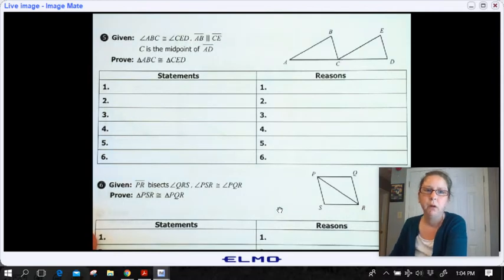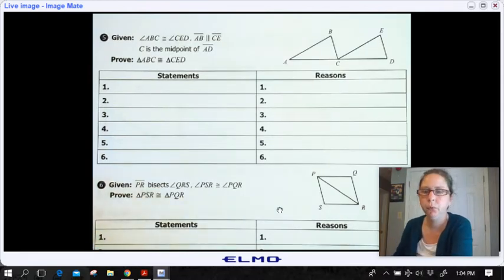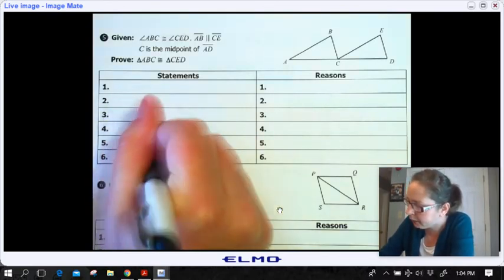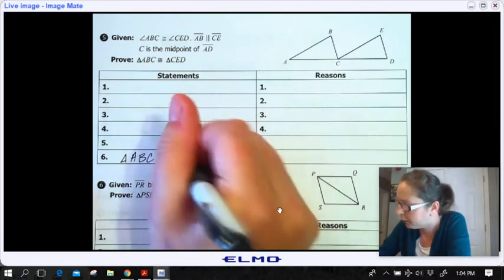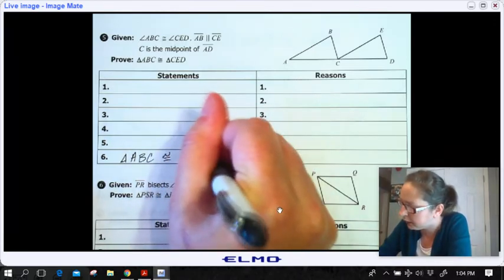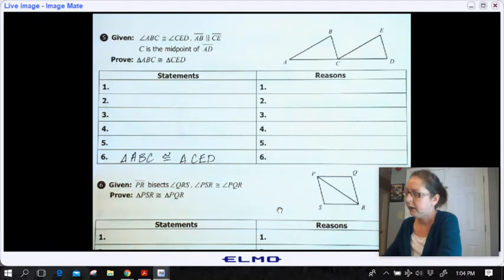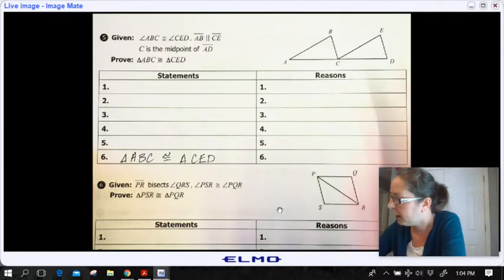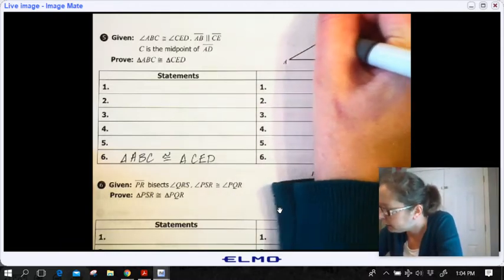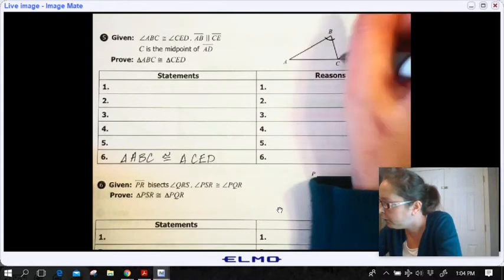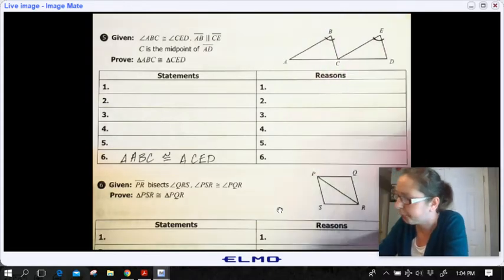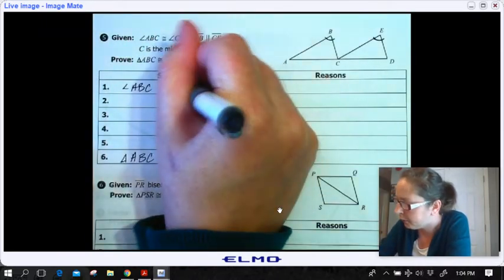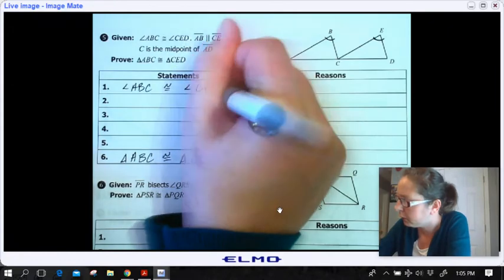Here we go. All right, so we're trying to prove that triangle ABC is congruent to triangle CED. Alrighty, let's start with what they tell us. Angle ABC right here is congruent to angle CED right here. I know this because they gave it to me.